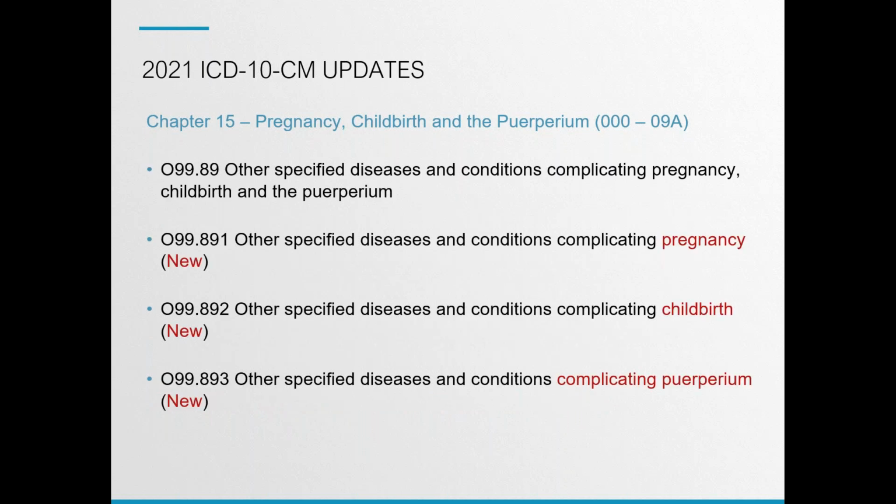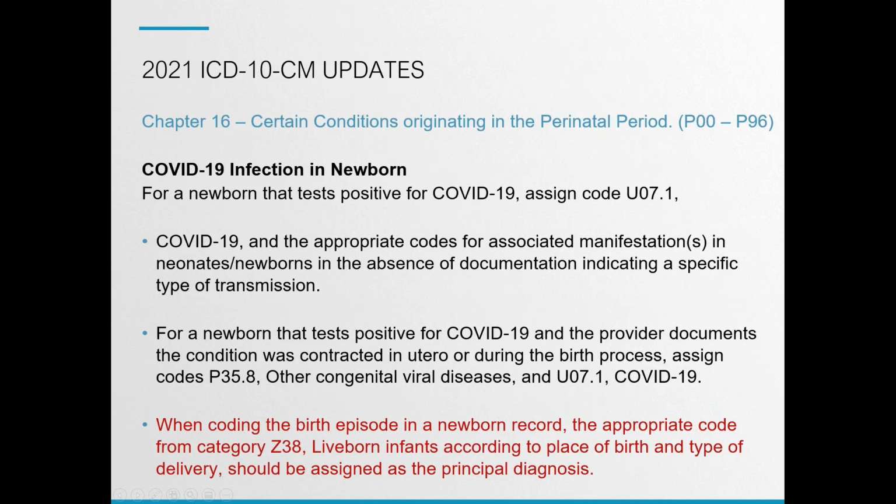In addition to the guideline updates, under O99.89, other specified diseases and conditions complicating pregnancy, childbirth, and the puerperium, 3 new codes are added to differentiate that affected stage, whether it's during pregnancy, during childbirth, or complicating the puerperium. And again, we have more information that's new from the guidelines section. This provides coding guidance on how to code for the newborn with COVID: P35.8, other congenital viral diseases, followed by U07.1, when the provider documents that the newborn contracted the disease in utero or during birth.